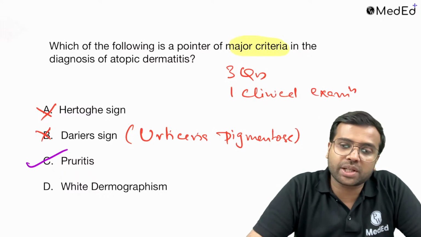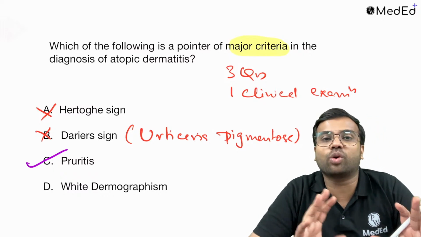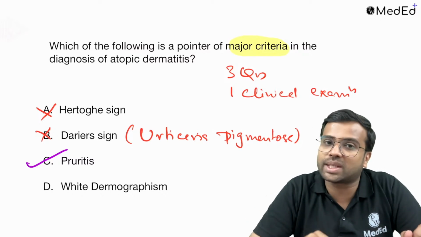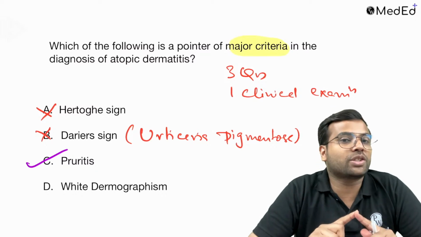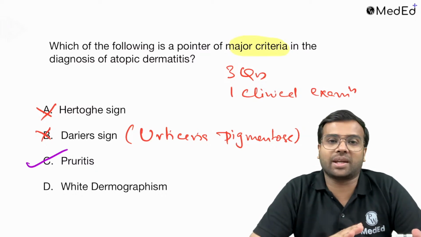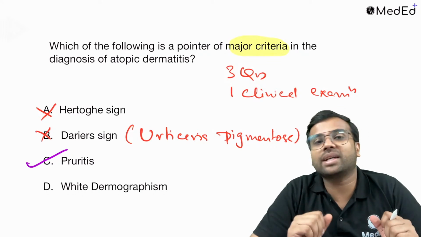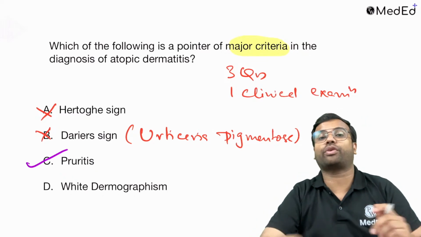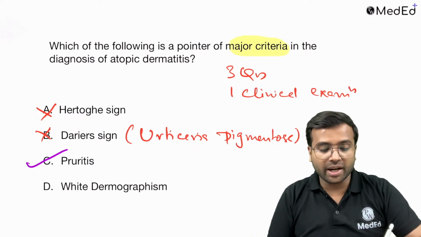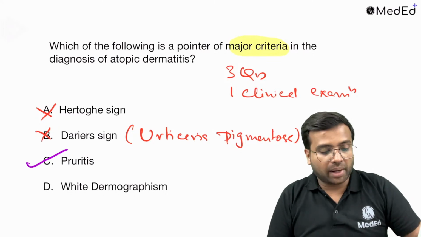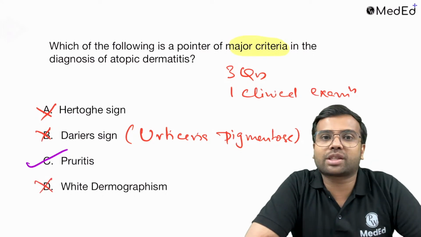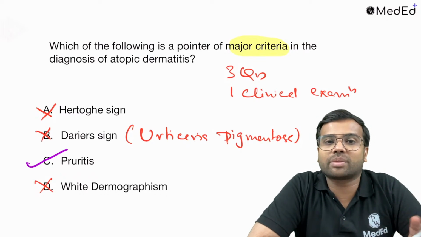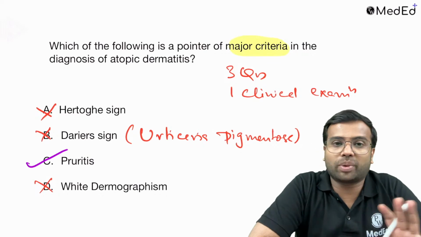Now, what is the last option? The last option is white dermographism. So where do you find white dermographism? White dermographism is also seen in atopic dermatitis, but it is not seen when it comes to major criteria. It is coming as a part of minor criteria in atopic dermatitis. Now, a quick question. I hope that you remember, where do you find red dermographism as well as black dermographism? Red dermographism is seen in chronic urticaria, whereas black dermographism is seen in nickel dermatitis. So please make a note of it.